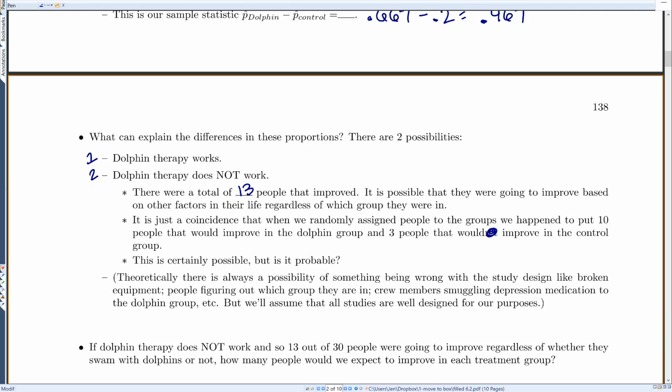If something's breaking the study, then that's kind of a third possibility. But for this class, we're assuming that it's a well-designed study, nothing broke it, and then we only have 2 options left, which is either the dolphin therapy works or dolphin therapy didn't work. And if dolphin therapy didn't work, then it's truly just the random chance of who got put in what group that is giving us the results.